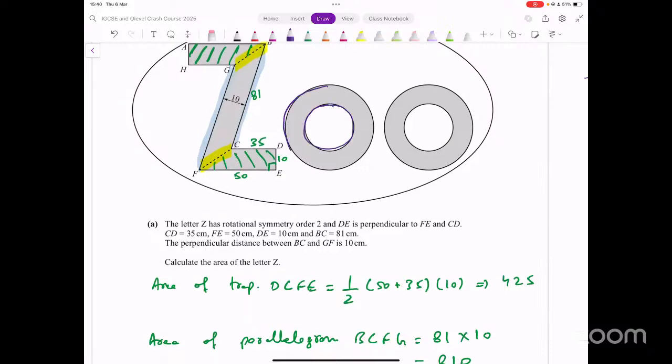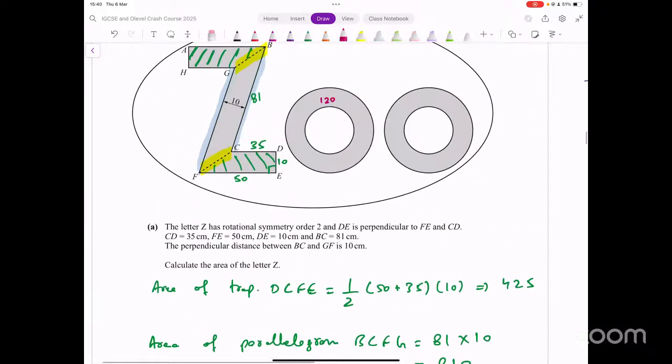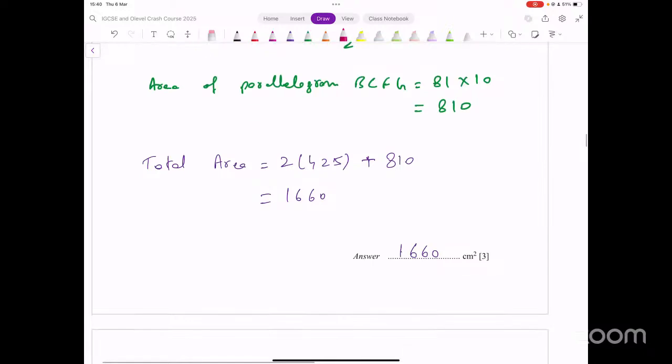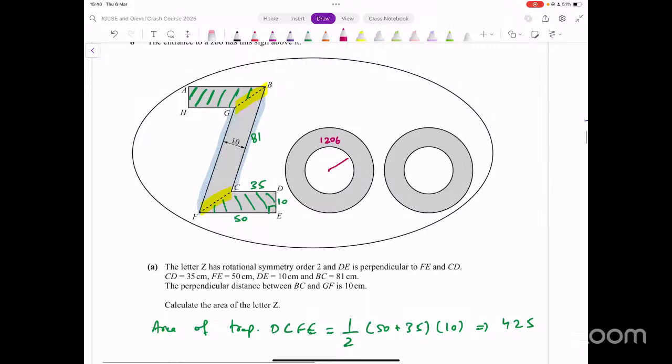It's made up of two circles like this, right? We are given that the shaded area is 1206. That's the area of this part. And we're given the radius of the smaller circle. That's 15 centimeters. So this length is 15 centimeters. We want to find the radius of the bigger circle. How can we do that? That's the question. Now let's think about it. Area of the shaded part is going to be area of the bigger circle minus the area of the smaller circle. Can we find that area somehow?